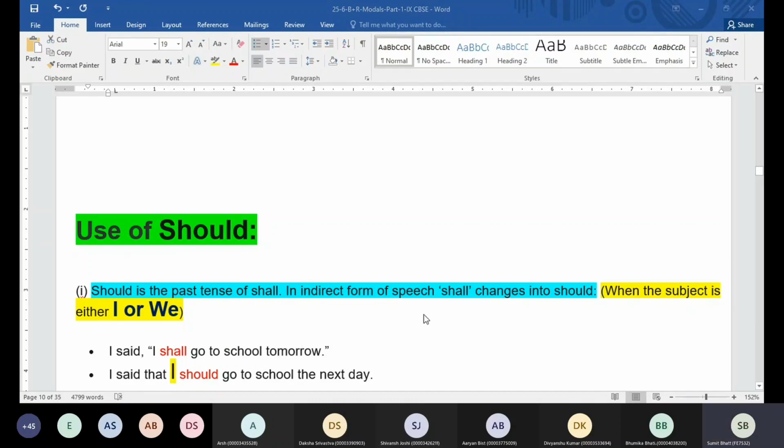The highlighted one. Right, I is I. So when you have I and we after transformation, we are going to use should. Like I said, I should go to school the next day. That's going to be correct.